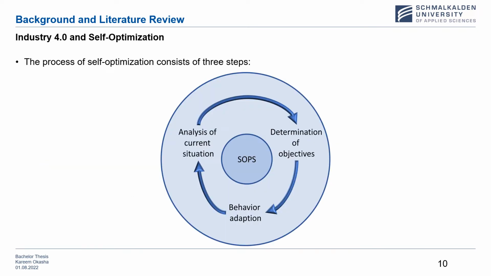In the environment of Industry 4.0, we can apply what's called self-optimization. A self-optimizing system means a system which can adapt to its changing environment and set new goals for itself. This can be done either by adjusting its own parameters or by changing its internal structure. Self-optimization has three steps. The first one is the analysis of the current situation, where it monitors how the variables are changing. The second one is the determination of objectives by setting new goals for itself. And the last one is the behavior adaptation, where it sends out orders and signals to the various parts of the system with the new required behavior.